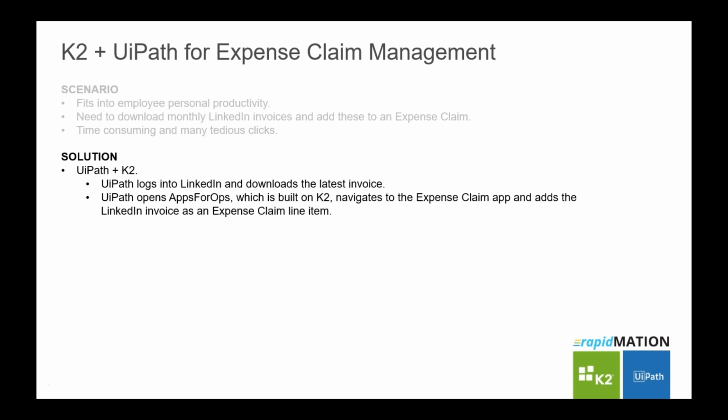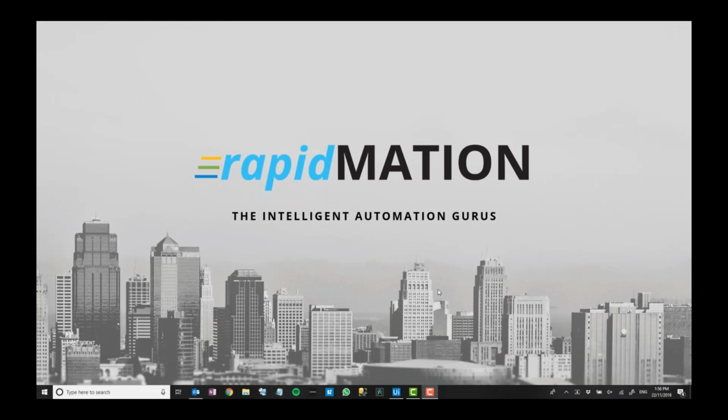So the solution was to bring together UiPath and K2. We created a UiPath robot that logs into LinkedIn and downloads the latest invoice for me. UiPath then opens up Apps for Ops, which is built on K2, and this is what we use for our expense claim system internally. It navigates the expense claim app, and adds that LinkedIn invoice for me as an expense claim line item in one of my drafts. So again, not rocket science, but it saves me heaps of time and remembers to do it in the background for me. So let's look at this in action.